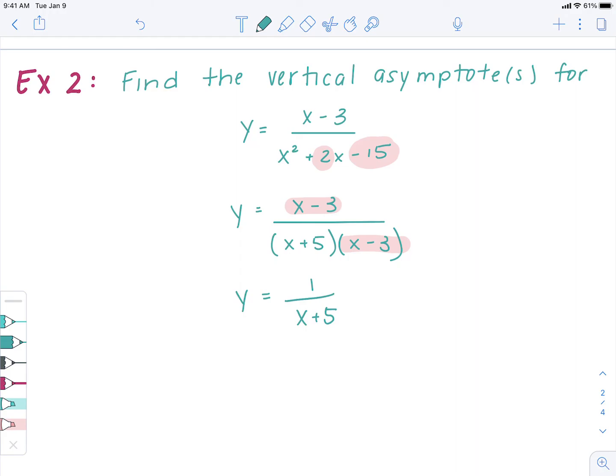So now I've simplified it as much as possible. Instead of having to solve x squared plus 2x minus 15 equals 0, I only have to solve x plus 5 equals 0. Did you ever think you'd see the day again where you had to solve a one-step equation? This is like back in the glory days of Bolger. X plus 5 equals 0, which means x equals negative 5. So you have a vertical asymptote at x equals negative 5.